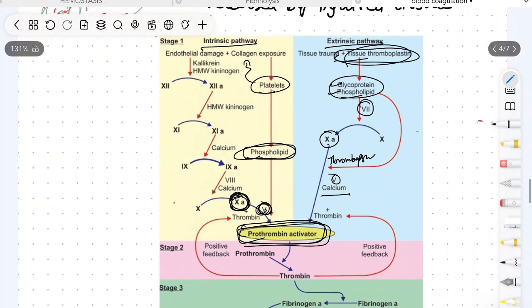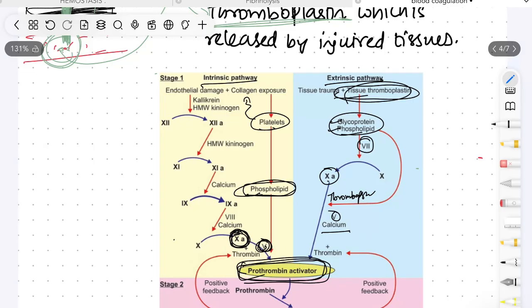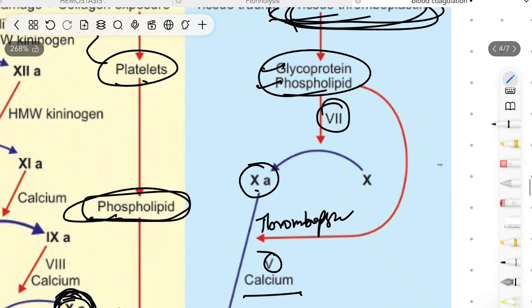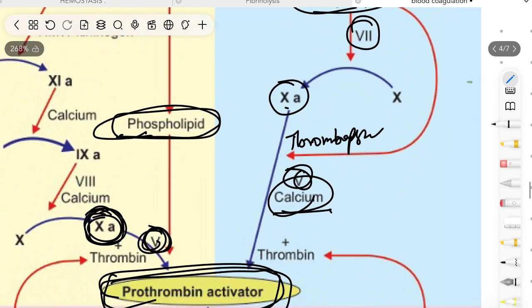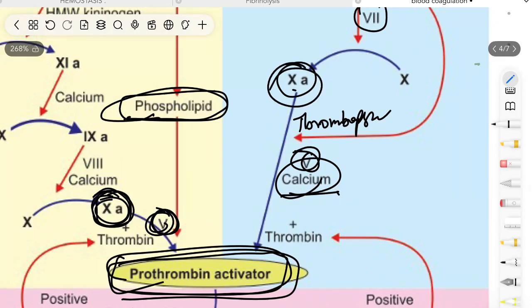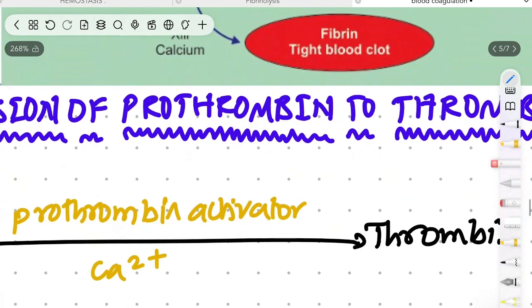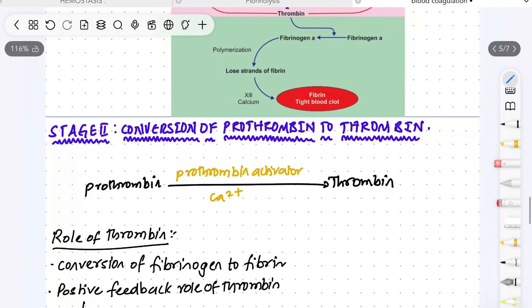I hope you are clear about the intrinsic and extrinsic pathway. If you have any doubts, please do comment in the comment section. I'll be replying. See, tissue thromboplastin, factor 5 and calcium along with factor 10 form the prothrombin activator. Now stage 1 is completed. The prothrombin activator is formed. Okay, now let us study stage 2.